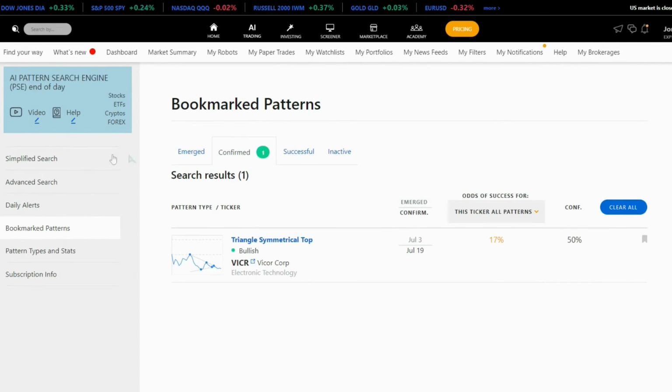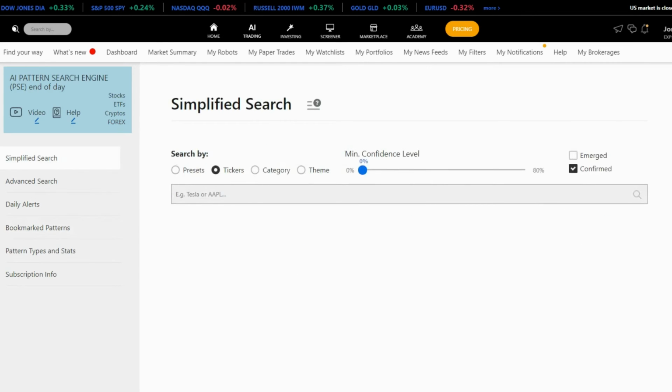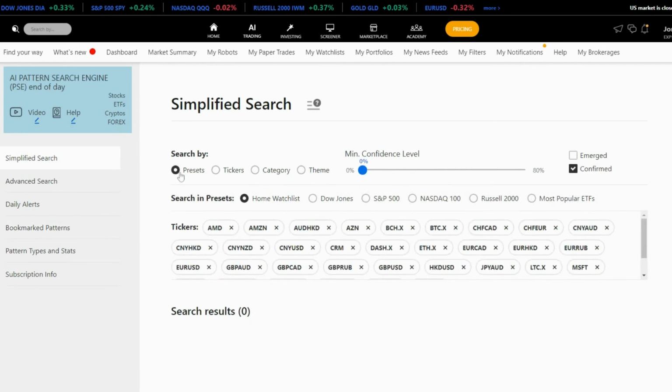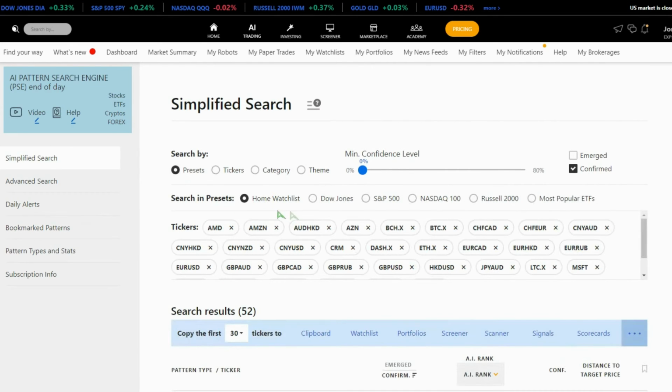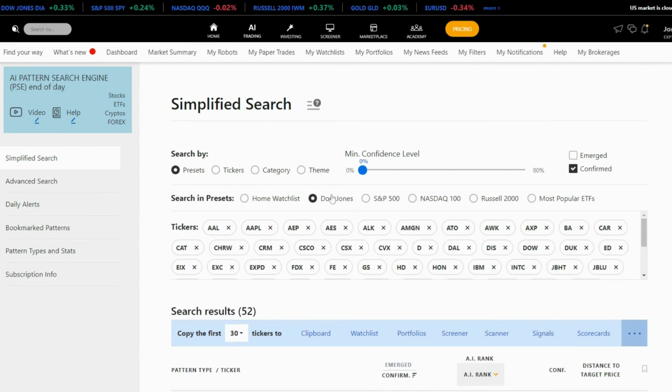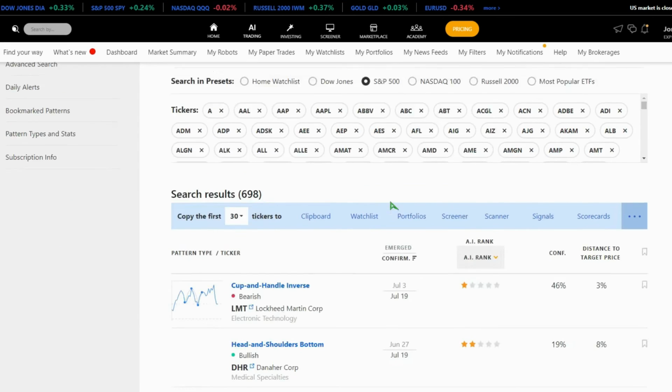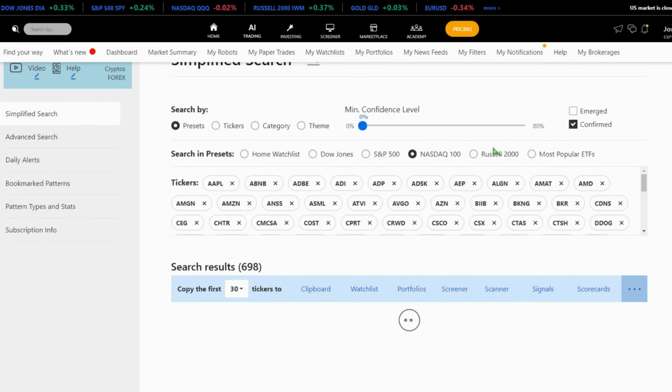Now, let's move on to the simplified search. This is a fantastic feature we introduced in version 2, where you can use presets to streamline your search. Look at this. Presets for home watch lists, stocks you're currently monitoring, and signals you want to receive. Now, let's find patterns specific to the Dow Jones, including S&P, NASDAQ, Russell 2000, and popular ETFs.